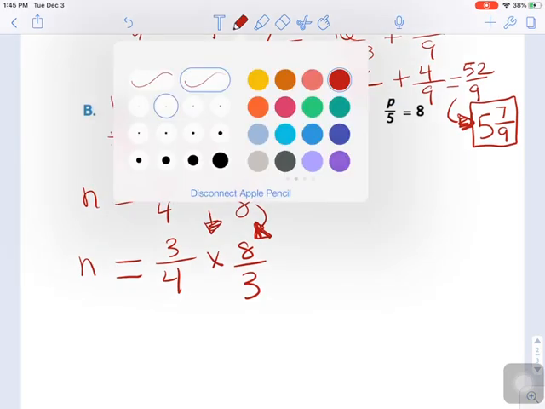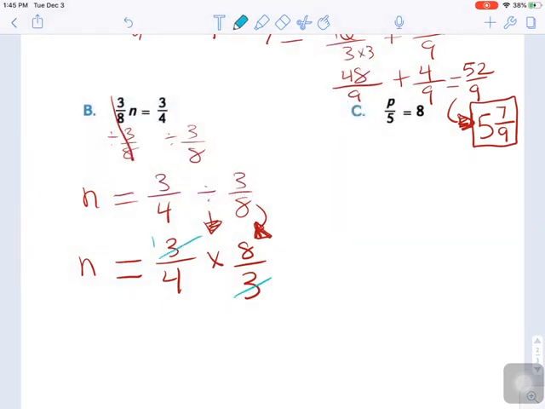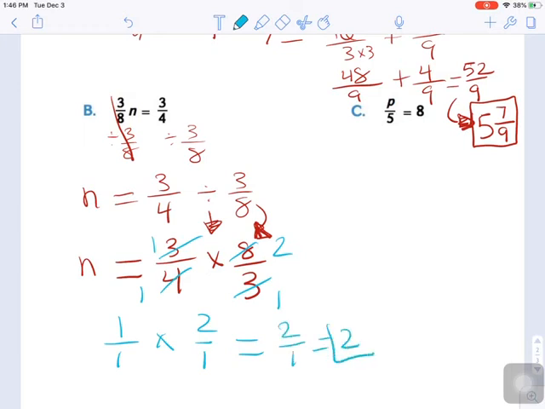So these 3's I know can cancel out, and they're going to turn to 1. And I can divide 4 and 8 both by 4. So 4 divided by 4 is 1, and 8 divided by 4 is 2. So I'm left with 1 over 1 times 2 over 1. And my answer here is just 2 over 1, which is also the same as just 2.